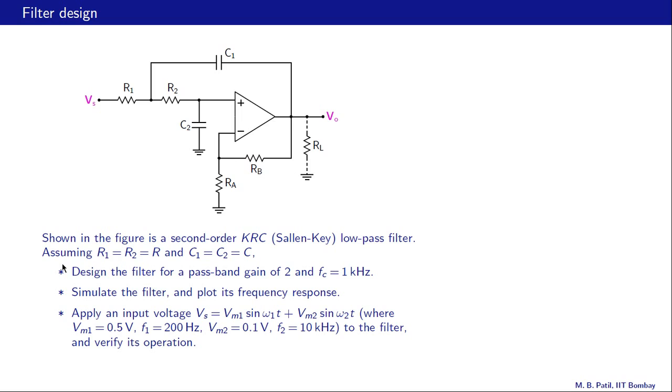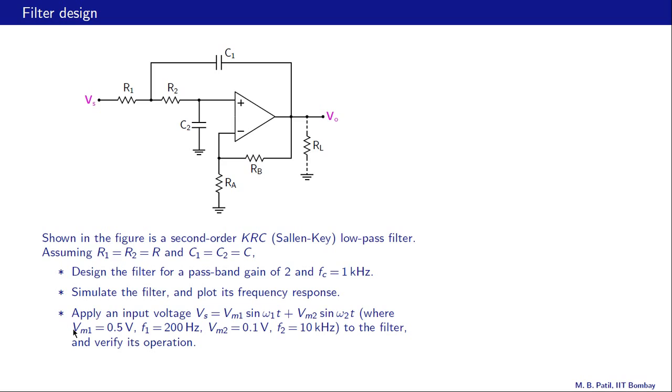Alright, now assuming R1 equal to R2 equal to R, these two resistances being equal, and C1 equal to C2 equal to C. Design the filter for a passband gain of 2 and a cutoff frequency of 1 kHz. Simulate the filter and plot its frequency response. In particular, we will check that it is a second order filter with a cutoff frequency of 1 kHz.